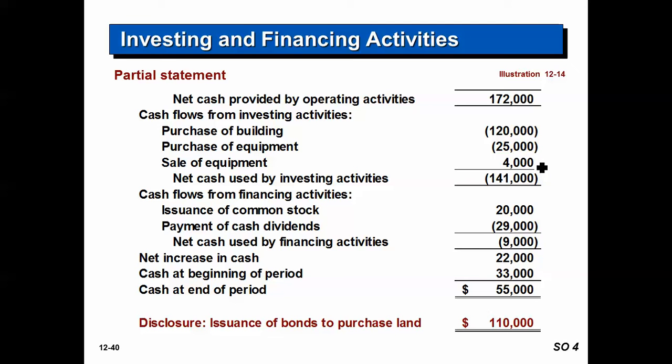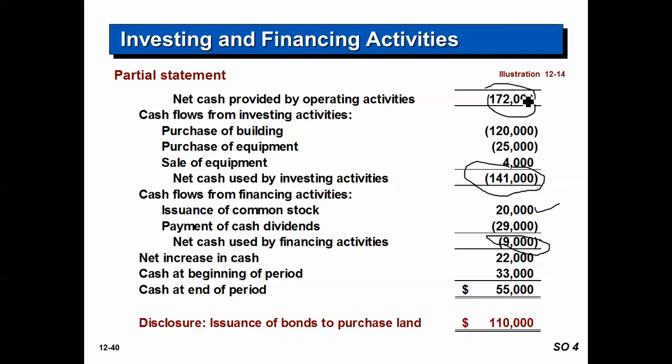I had the equipment book value 7,000. I sold it for 4. There's the 4,000. So I say I got 172,000 here from operations, which I just showed you in step one, and I consumed 141,000 in investing activities, and I generated, well, I sold some common stock, so that's cash inflow. But I paid dividends of 29,000, so that's a cash outflow. So the net cash from financing is 9,000.